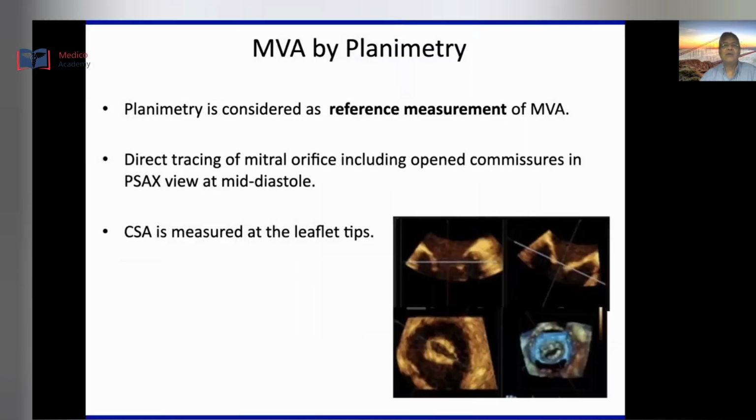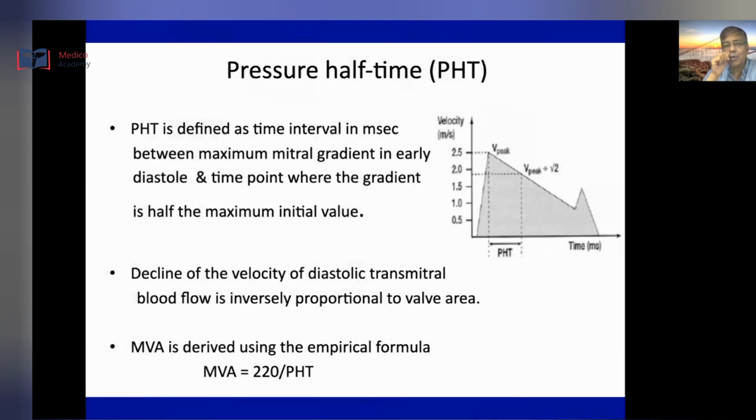You can calculate the mitral valve area by a method which is called planimetry. Planimetry is considered the reference way to measure mitral valve area. In this, you actually trace the mitral orifice, including the open commissures, in a view during mid-diastole, and you measure the area.